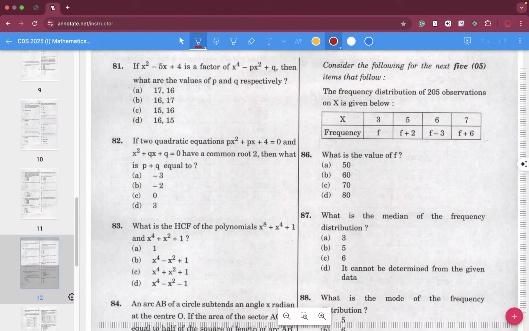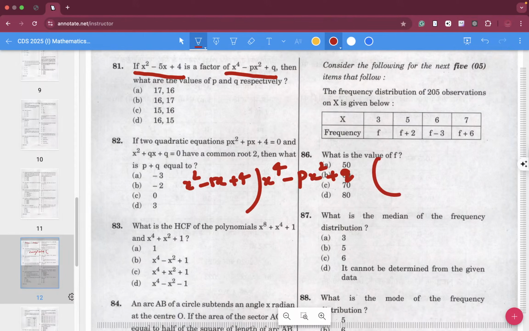If x square minus 5x plus 4 is a factor of this, what exactly does it mean? Basically, this given polynomial divides the other polynomial completely. Then what are the values of p and q respectively, is what they are asking. So if you divide it like that, it should be divisible completely. This is what it means.